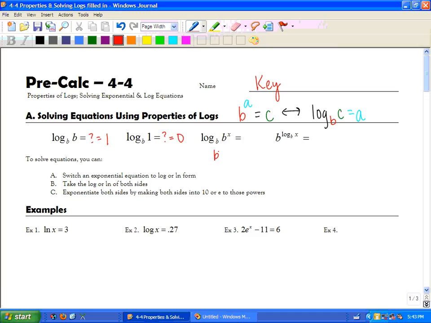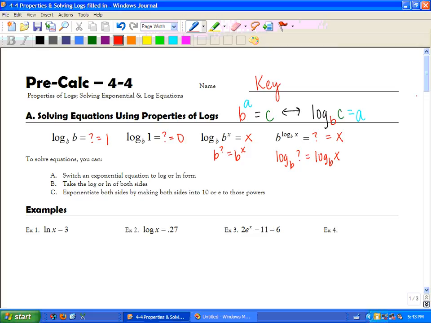This one you could say b to the what power would give you b to the x. So since the bases are the same, their exponents have to be the same, so that would just be x. And if you have b to the log base b of x power, if you switch that to log form, it would be log base b of the question mark equals log base b of x. So the log parts are the same, the base is the same, so therefore that has to equal x.